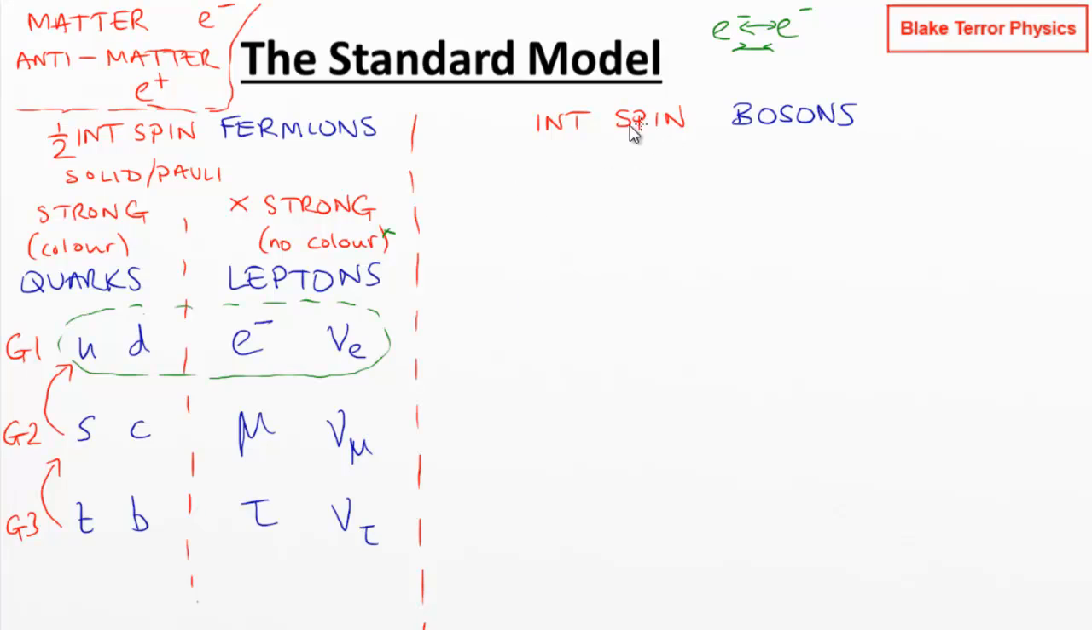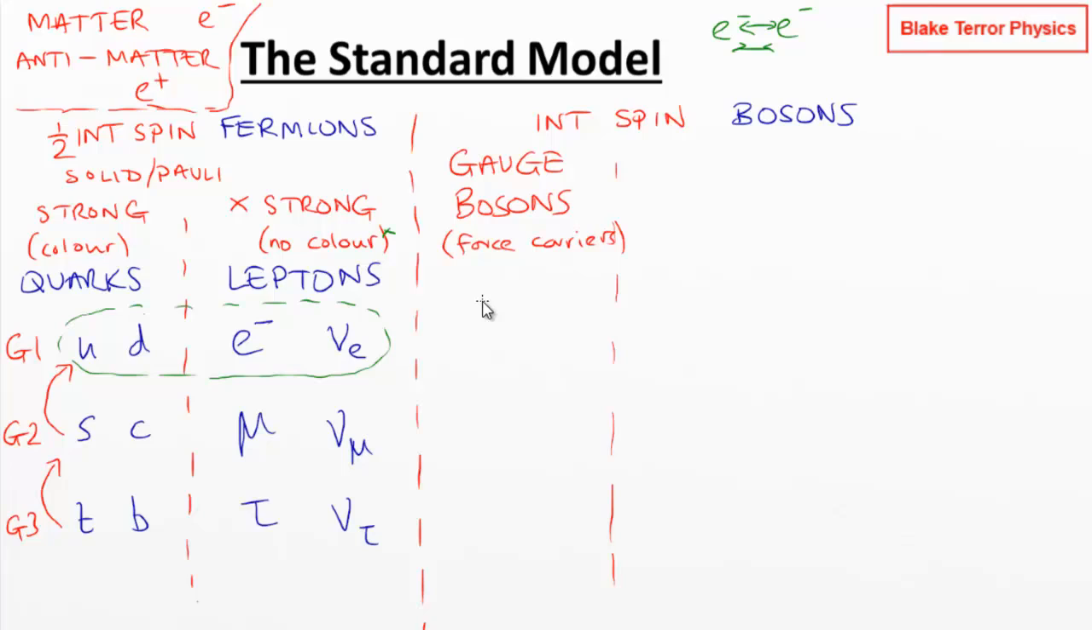Right, let's come back to the right-hand side and look at our bosons with our integer spin, so they don't take up space. These we're splitting into 2 groups again. We've got what's known as gauge bosons. These are also often called force carriers. These are the particles that sort of mediate these fundamental interactions.